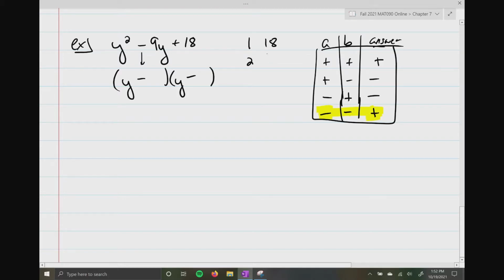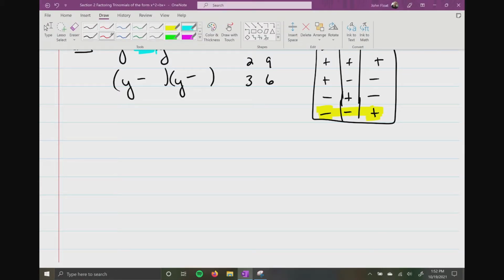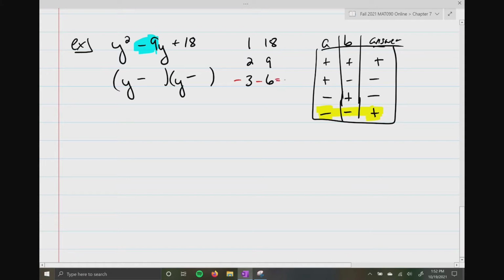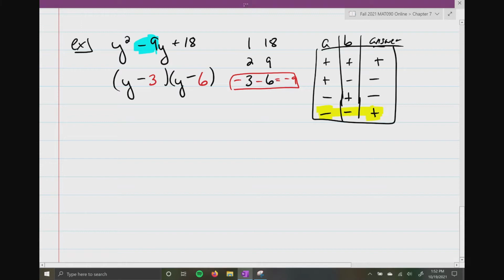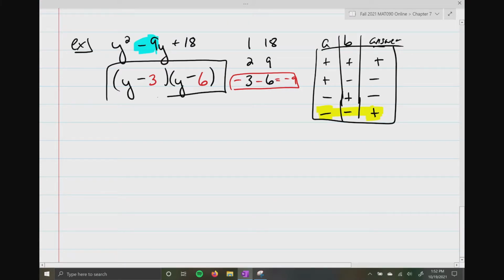Now, let's find the numbers that multiply to give me 18. So it's going to be 1 and 18, 2 and 9, 3 and 6. And my goal is they have to combine to give you -9. Okay? They got to combine to give you -9. And the only way that's going to occur is right here. -3 minus 6 equals -9. So the 3 is negative and the 6 is negative. So I'll just put y minus 3 times y minus 6 and call it a day. Now, the next problem is going to be just a little bit different. Okay? Let me show you what I mean by this.